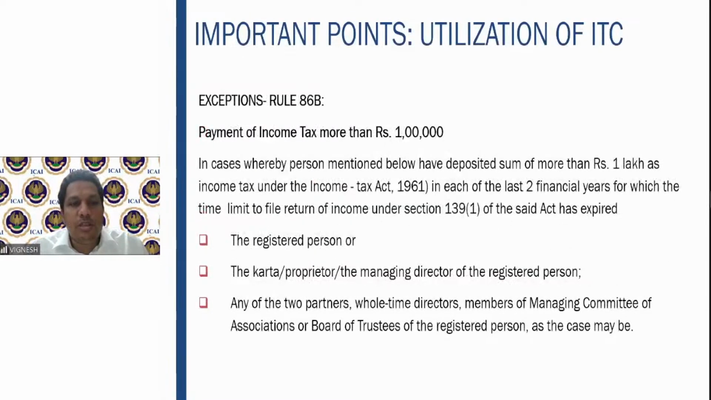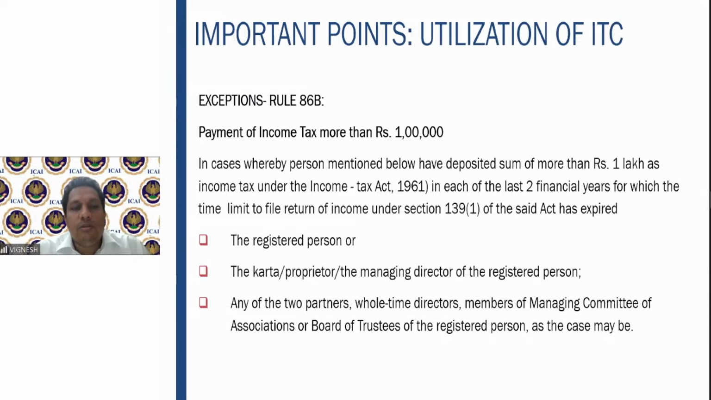Payment of income tax more than 1 lakh. Where the persons mentioned below have deposited more than 1 lakh as income tax under the Income Tax Act in each of the last 2 financial years for which the time limit has expired, that is, wherever the due date for filing the income tax return has expired for the last 2 financial years, and the amount deposited is more than 1 lakh, in such cases exceptions are given to 86B. So in such cases, rule 86B will not apply.